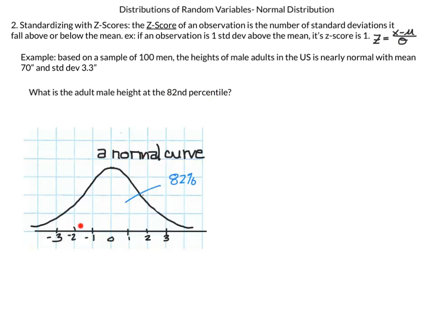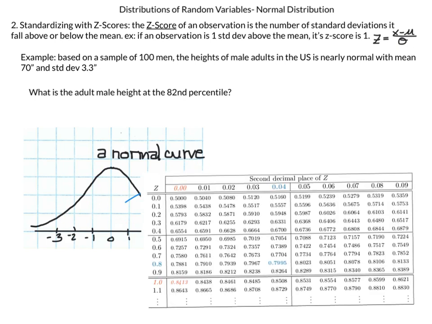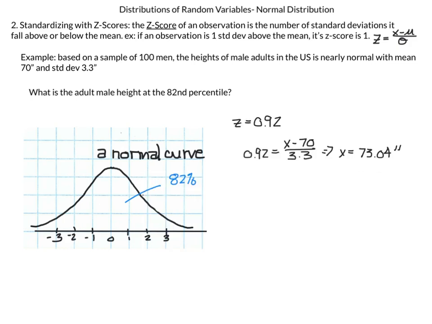So sort of drawing a picture of our normal curve, we want some z-score such that the area less than that is equal to 82%. Looking at this table, we see we have 81.5%, somewhere over here, around 0.92 will give us 82%. So now we have our z-score is 0.92, and we can plug it into our formula.